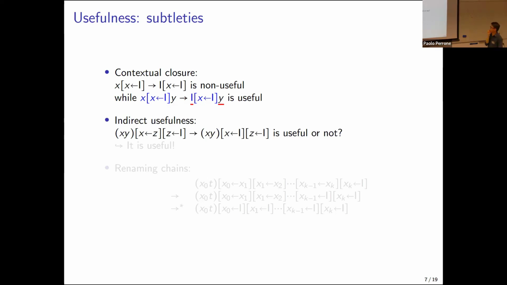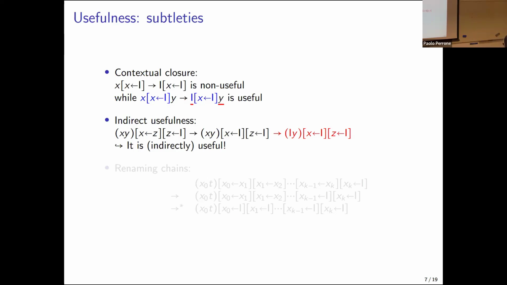And there's actually a notion of indirect usefulness. So you might ask whether this step is useful or not. As you can see here, it does not create a beta redex. In this step, you replace this V with I, and no beta redexes are created. But this is actually useful because in one more step, if you replace this X with the value I here, then you can create a beta redex. So this is somehow useful, and this is called indirectly useful.